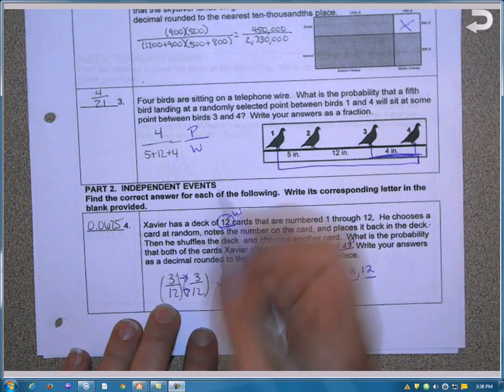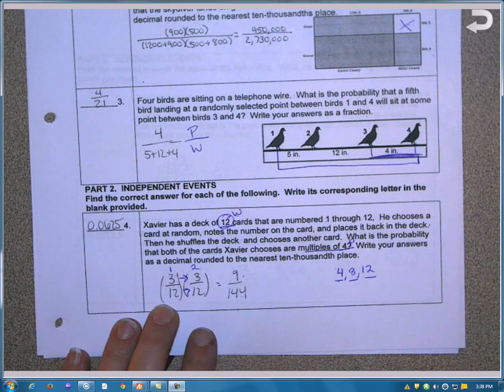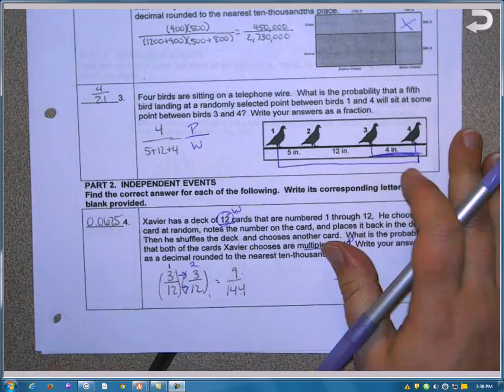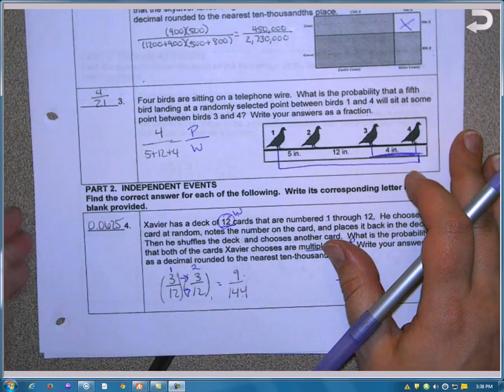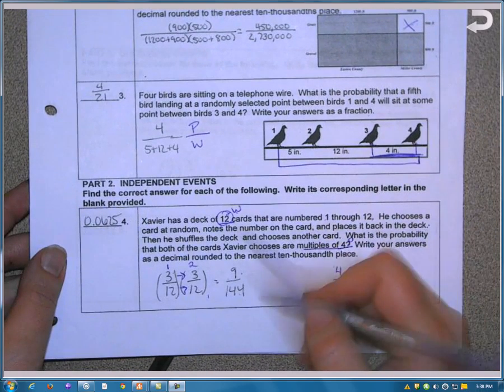So if we're going to pull twice, that's our first pull and our second pull. So 3 times 3 is 9. 12 times 12 is 144. Multiply, divide, and get your decimal.